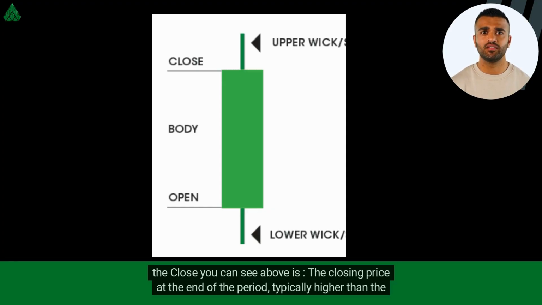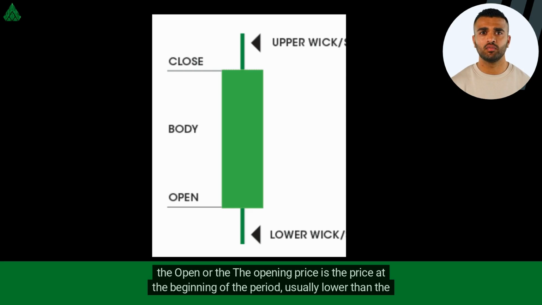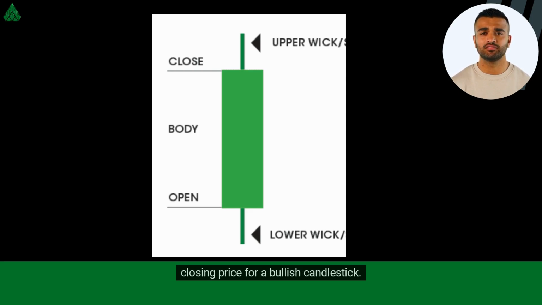The close you can see above is the closing price at the end of the period, typically higher than the opening price for a bullish candlestick. The open, or the opening price, is the price at the beginning of the period, usually lower than the closing price for a bullish candlestick.